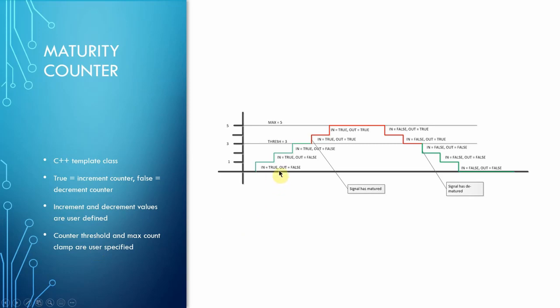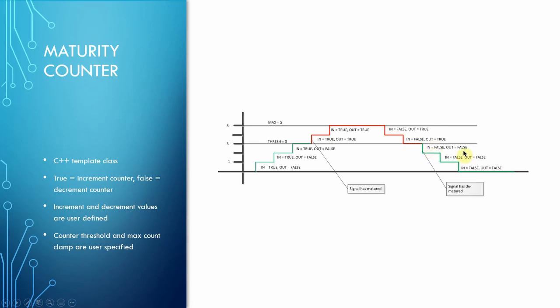And so what happens is, as we're counting up from 0, if you're passing in true, meaning that some condition has become true, we count up until we hit the threshold, and the maturity counter returns false until we hit the threshold. And so that indicates that the condition has been present long enough that we're going to assume it's a valid condition. And as long as you're passing in true, it'll keep counting up until it hits the max or the clamp, and then it'll clamp at that point.